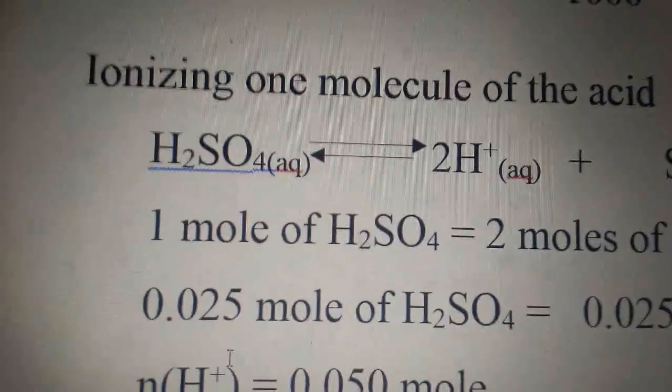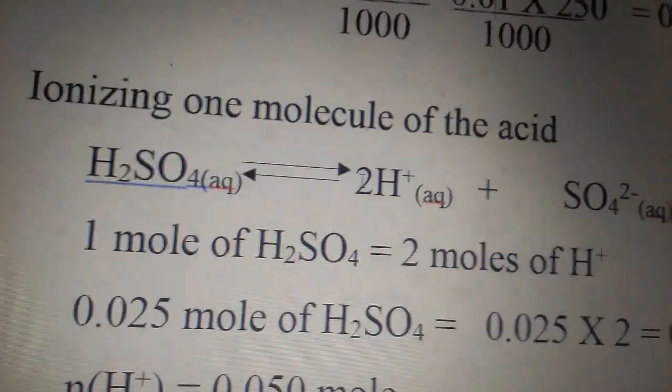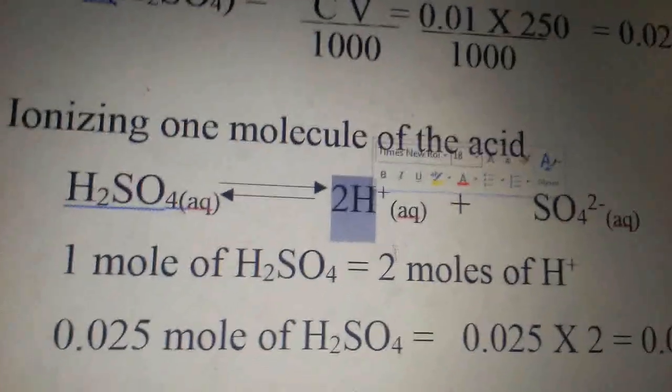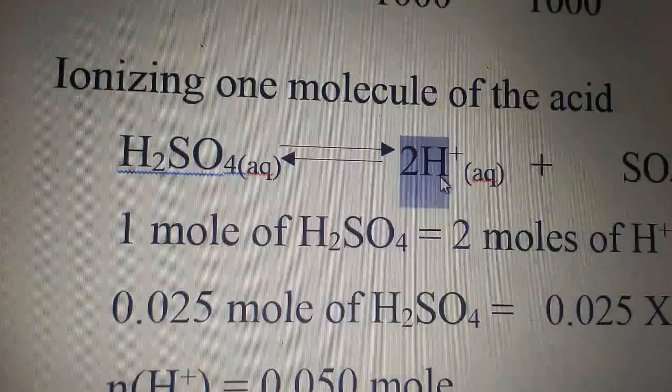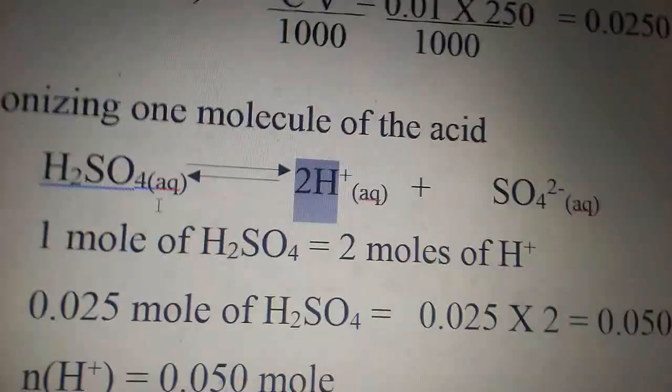So why should we ionize the acid? So we can bring out hydrogen ion from the acid, since our concern is on hydrogen ion, which is highlighted there. Since the acid is dibasic, you have two replaceable hydrogen ions. You're going to produce 2 hydrogen ions and 1 mole of SO4 ion.